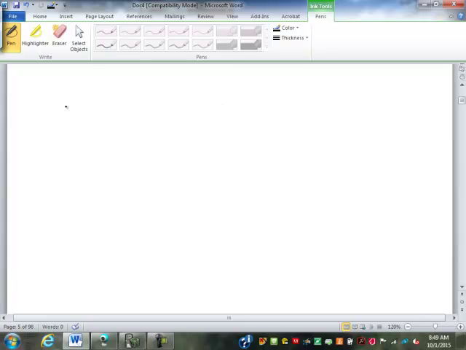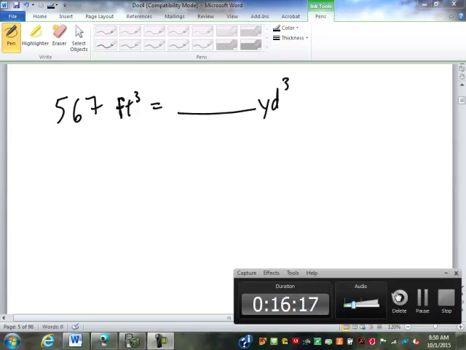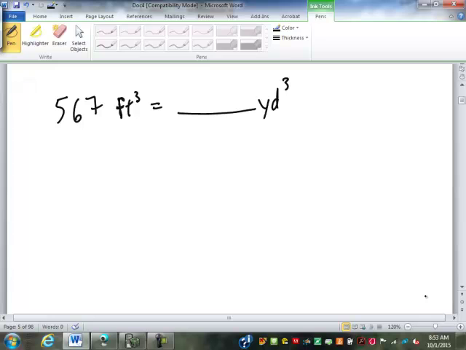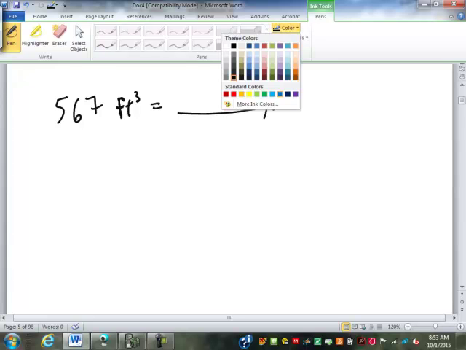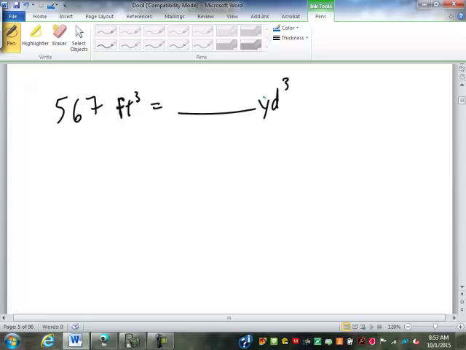So let's try this one. 567 cubic feet into cubic yards. Try that one in your notes. See if we can make that one work. Okay, so cubic feet to cubic yards. How many cubic feet are in a cubic yard? You figured it out? 3 feet goes in 1 yard.